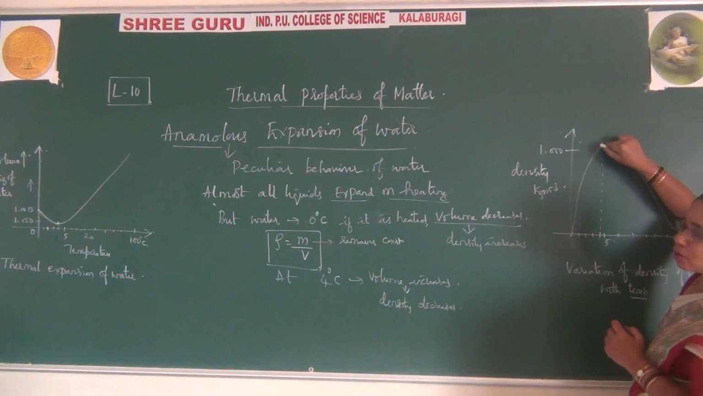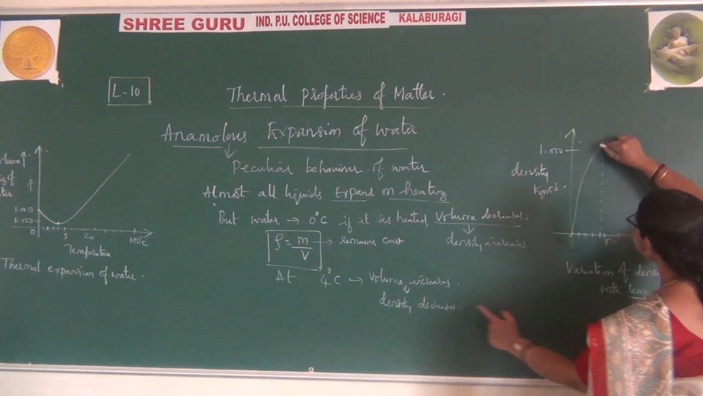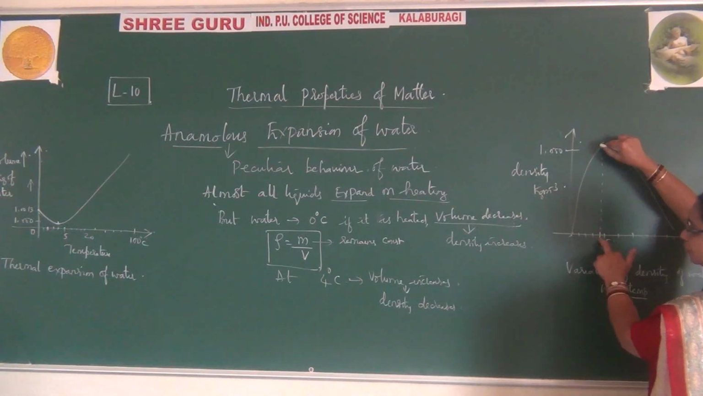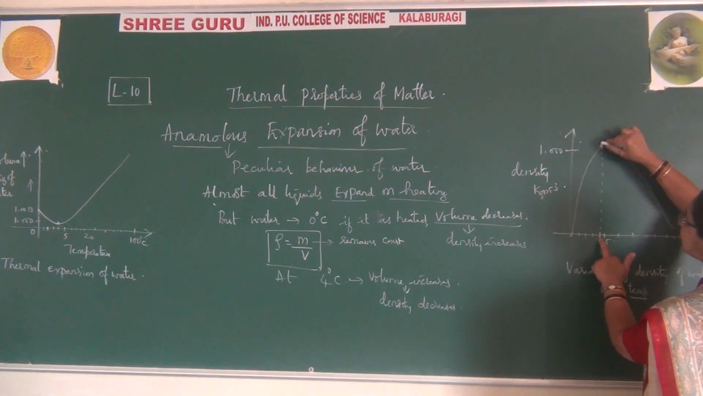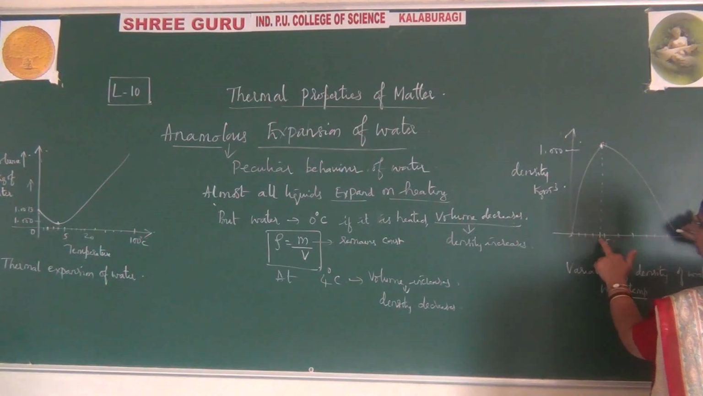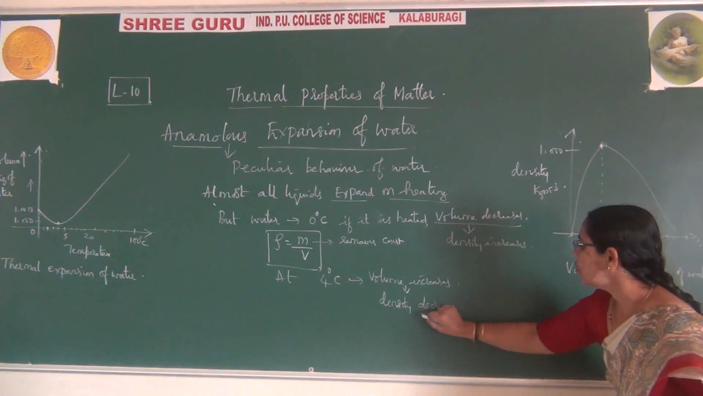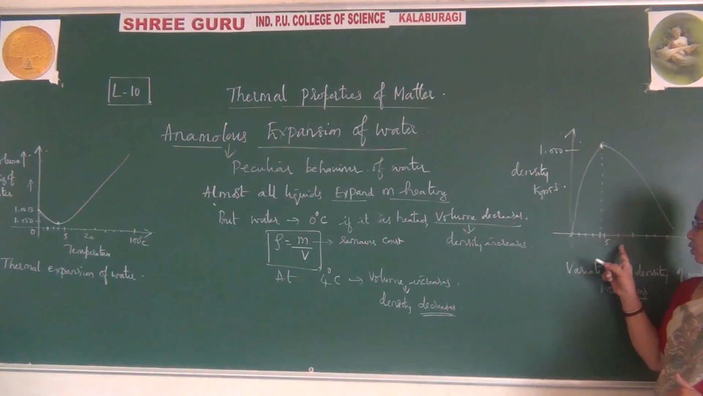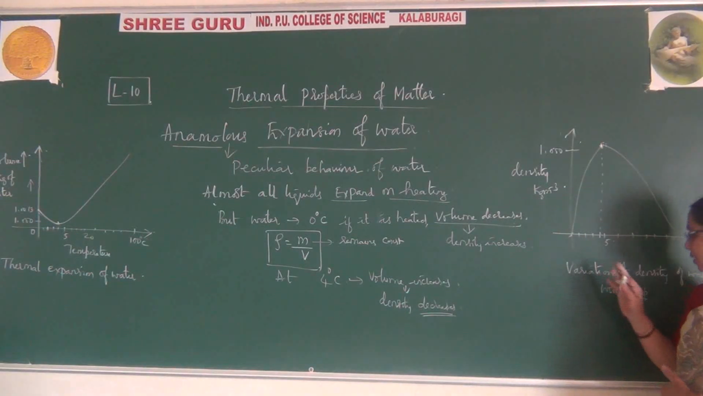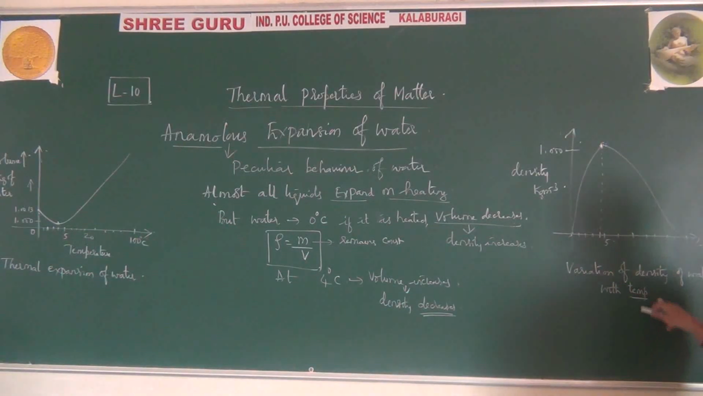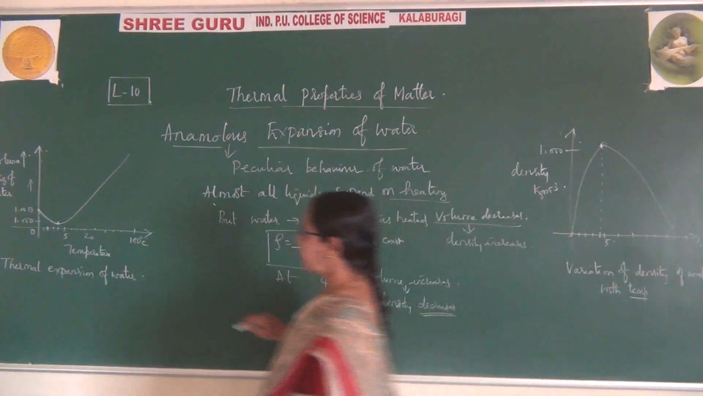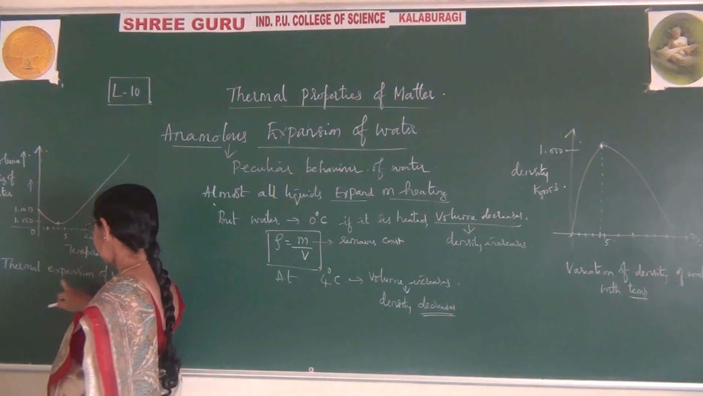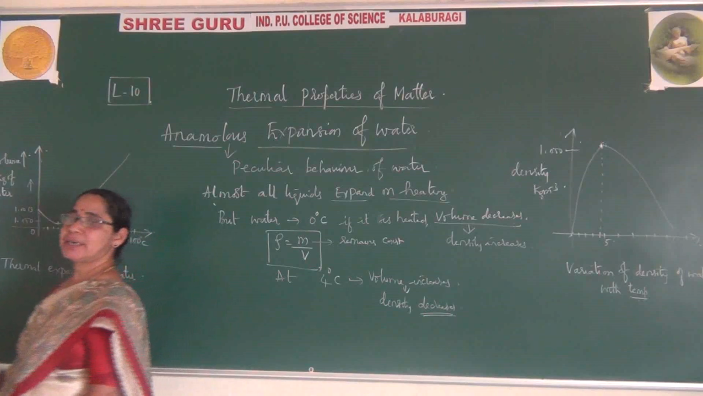Here at this position, it is already 4 degrees centigrade. After 4 degrees centigrade, the density goes on decreasing. So this is the graph you can observe here, the variation of density of water with temperature, and this is volume versus temperature, showing how thermal expansion takes place.